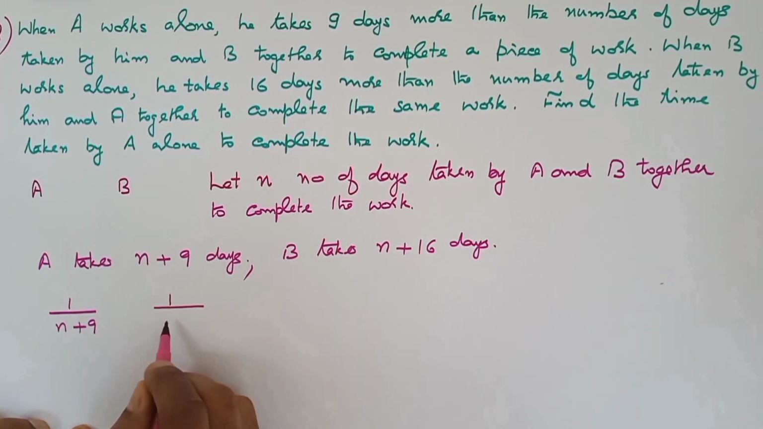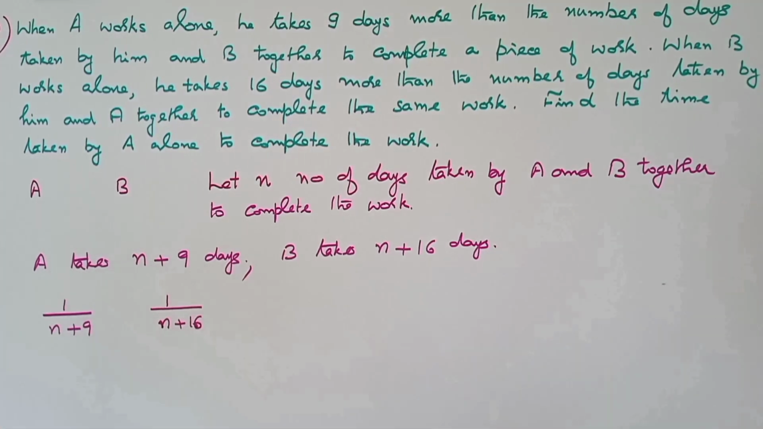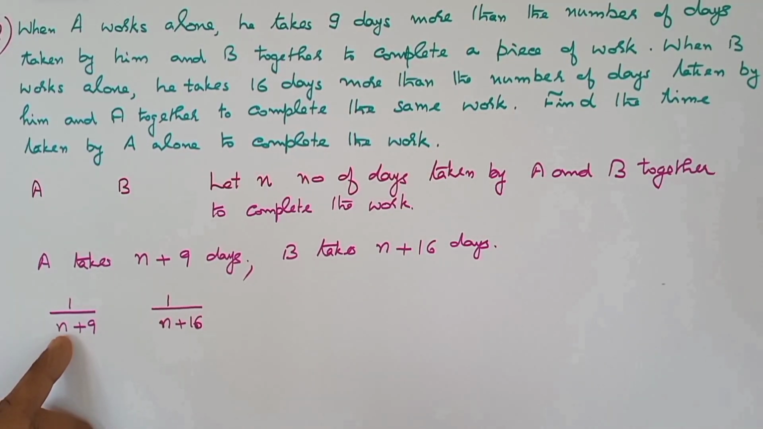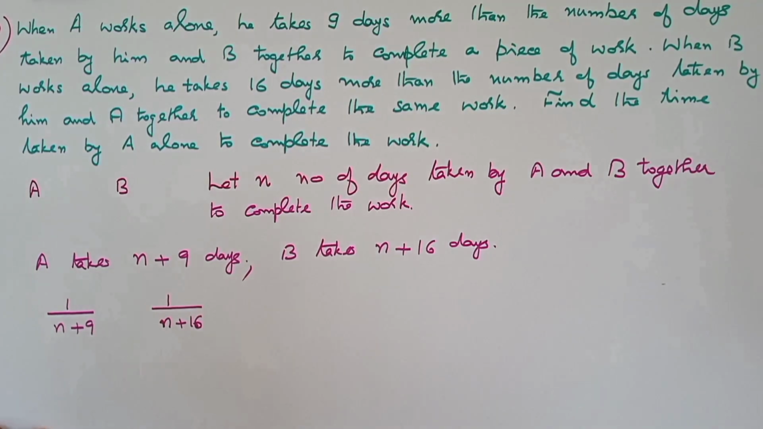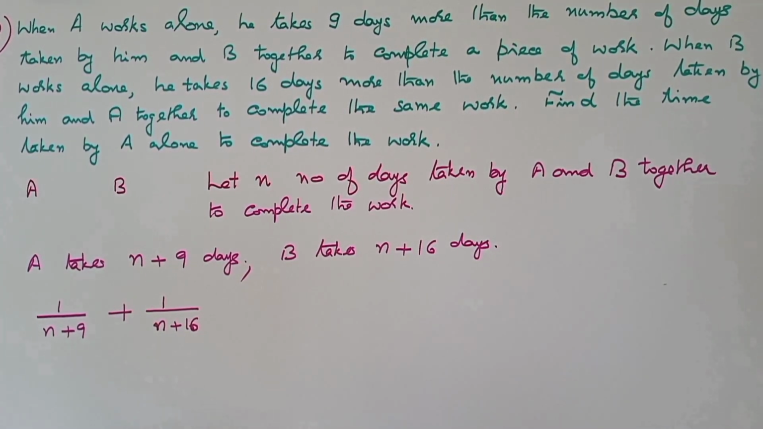Similarly, if you apply this to the second person, he takes N plus 16 days. So in 1 day he will do 1 by N plus 16 quantity of work. So this is what A does in 1 day. This is what B does in 1 day. If you sum up, what do you get? You will get the quantity of work they do together in 1 day.